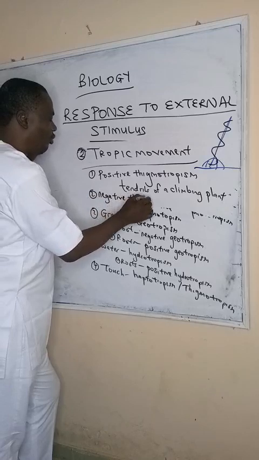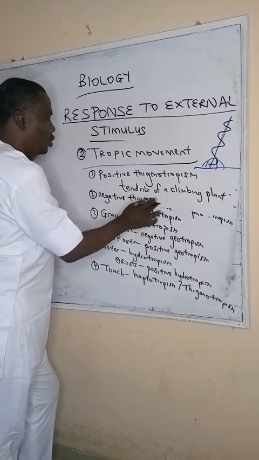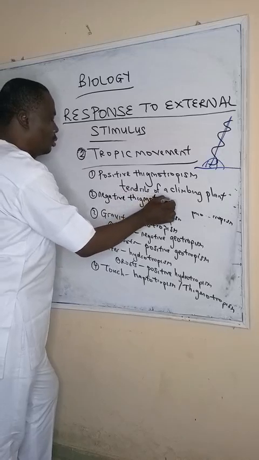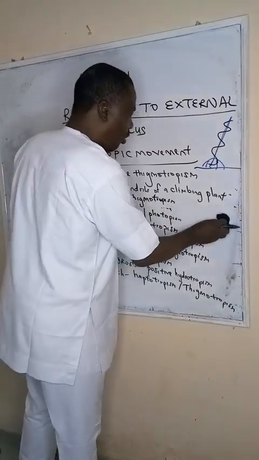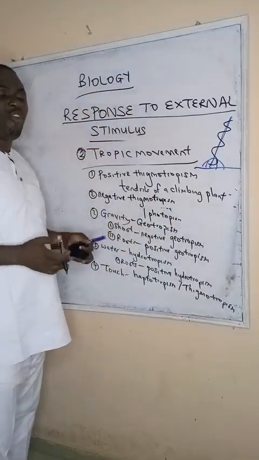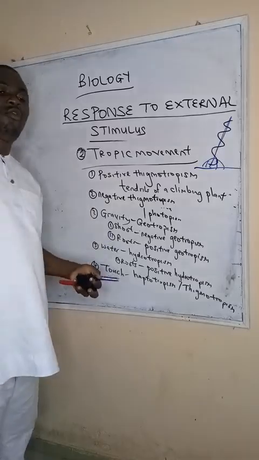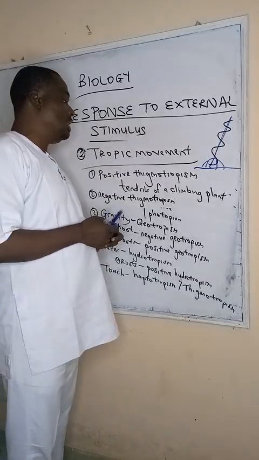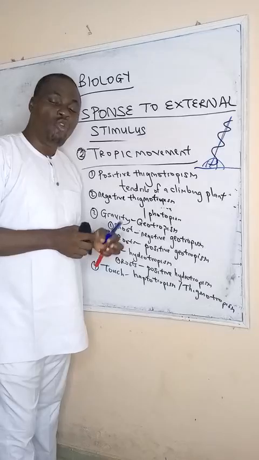Number 2 now, we have negative thigmotropism. That means, for example, a stone, a root, when any root inside the soil encounters a stone, it grows away from it. That's negative thigmotropism.